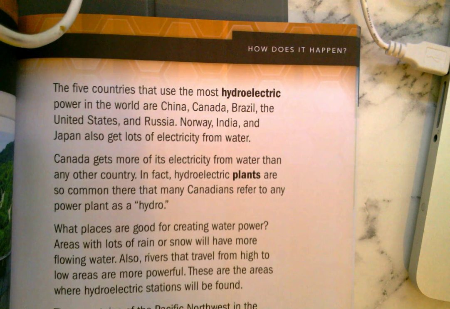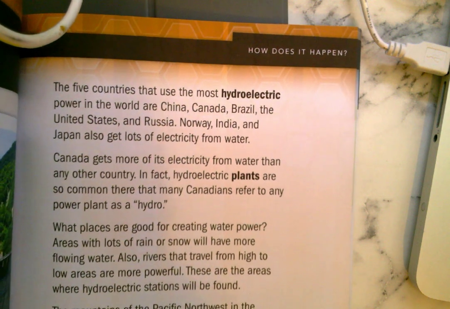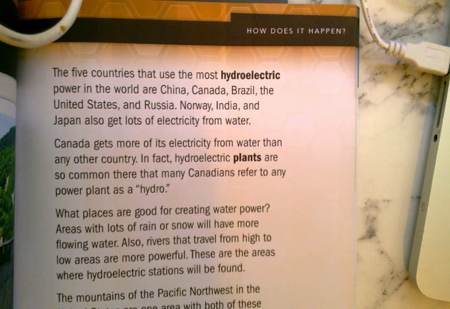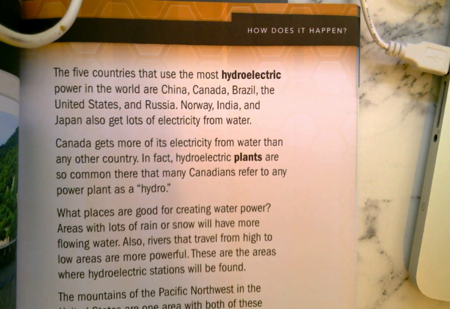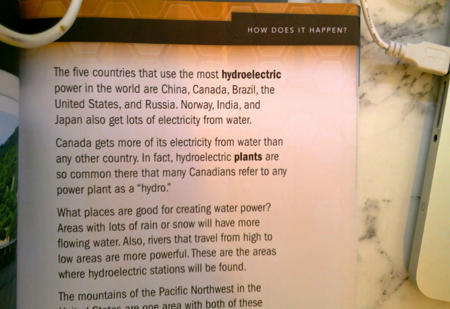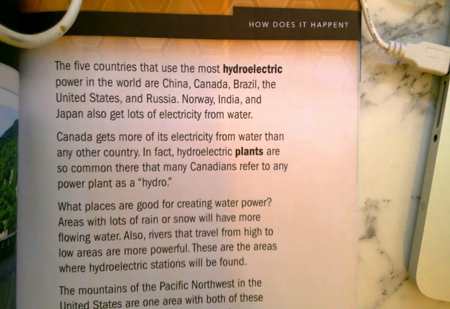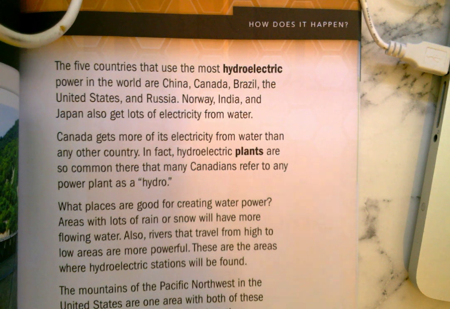The 5 countries that use the most hydroelectric power in the world are China, Canada, Brazil, the United States, and Russia. Norway, India, and Japan also get lots of electricity from water. Canada gets more of its electricity from water than any other country. In fact, hydroelectric plants are so common there that many Canadians refer to any power plant as a hydro.